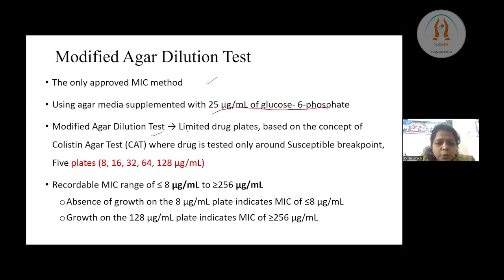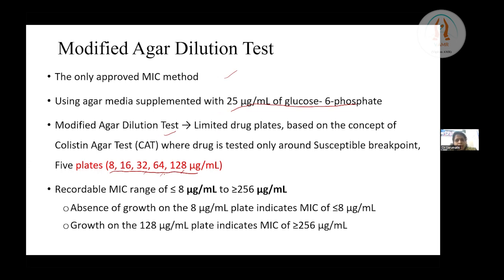This is using a limited number of plates. Instead of a regular agar dilution, where we have to use all the available breakpoints, starting from 1 to 4, like all the twofold dilutions, we can use whatever breakpoints we need for this modified agar dilution testing. Here we are going to use 5 plates in our study: 8, 16, 32, 64, 128. As sir told, it covers all the breakpoints given by both CLSI and EUCAST.